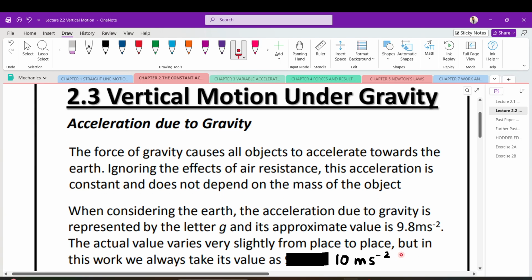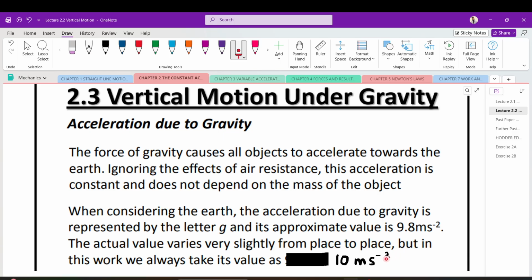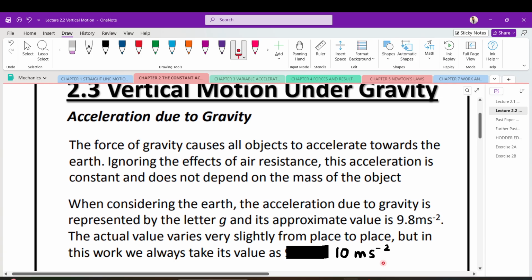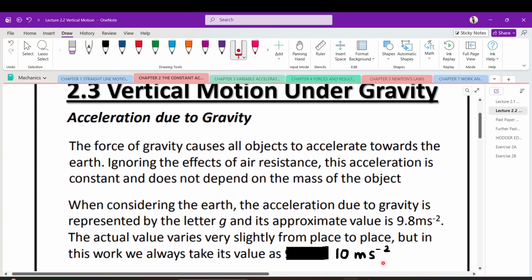So in mechanics, the value that we use for our acceleration due to gravity is 10 meters per second squared. We use the rounded value. So be very sure that you understand this. Some of you who are from a physics background might be using 9.81, I think. That value is not supposed to be used in mechanics. In mechanics, you're supposed to use 10 meters per second squared.